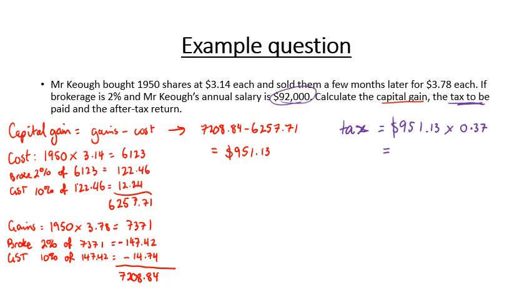All right, which means of that $951, Mr. Keogh is actually going to pay $351.90 as tax.